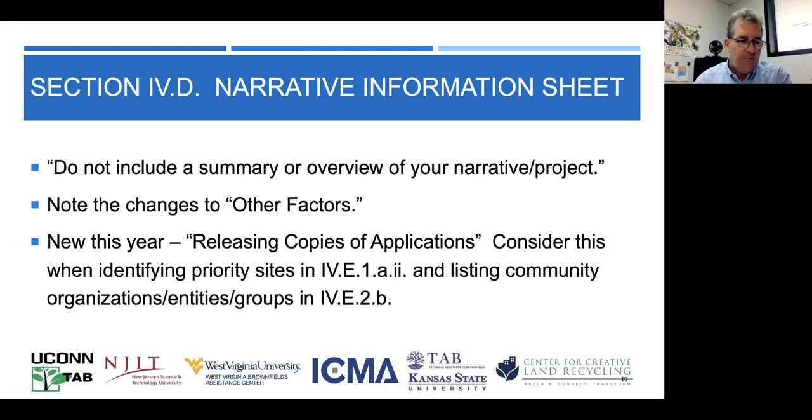So make sure that you're comfortable with everybody in your community seeing that you've identified it as a priority site. If you list a community group, sometimes people in the past have done that speculatively, like, oh, well, if we get a grant, we'll contact them. Might want to make sure they're on board before you put them out there for everybody to see that you're saying that you're going to work with them. So just consider that in the narrative information sheet this year. Next slide.